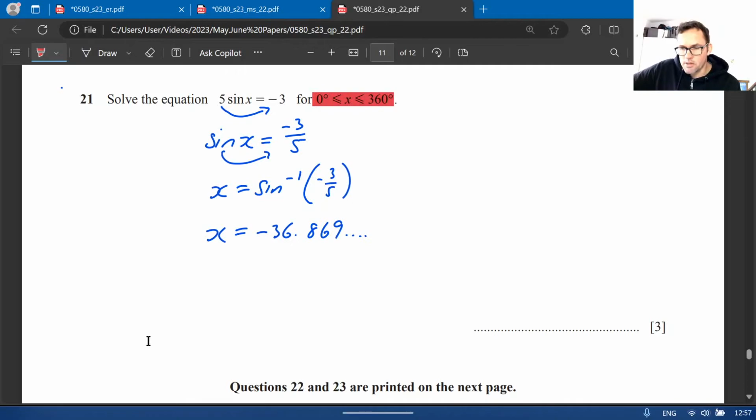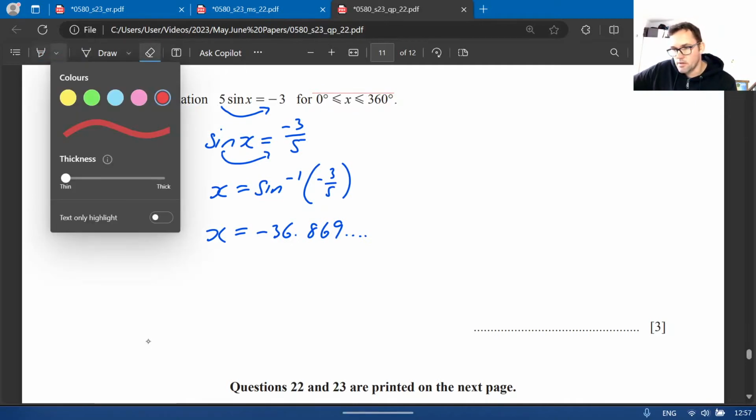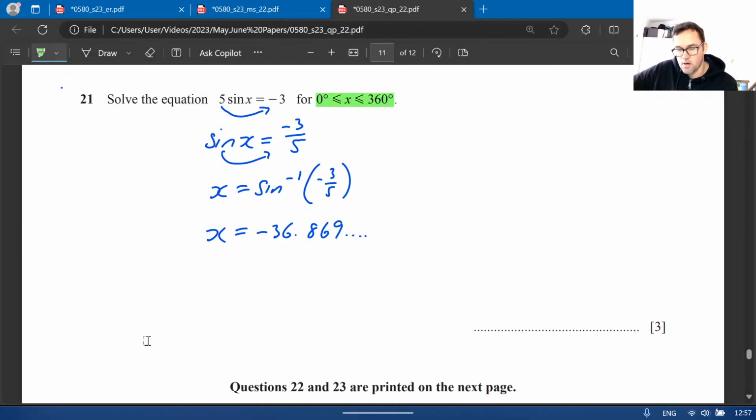It tells us the answer needs to be between 0 and 360. Okay, and ours is less than 0. So this is not the final answer. Definitely I'll get a mark, at least, probably only 1 mark. We need to find the other values.